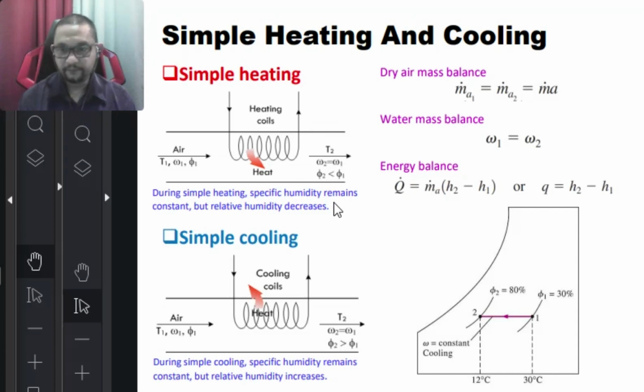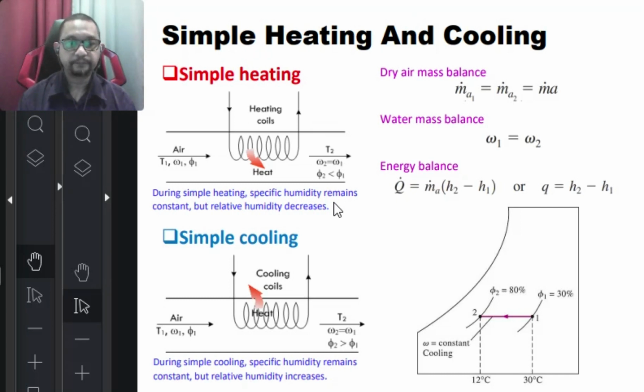In the case of simple cooling at constant specific humidity, it is similar to the heating process that I have discussed with you, except the dry bulb temperature decreases and the relative humidity increases during this process.